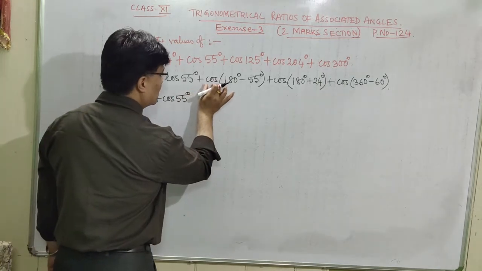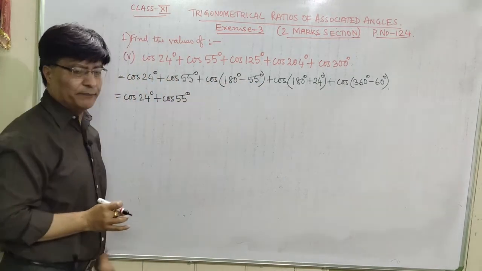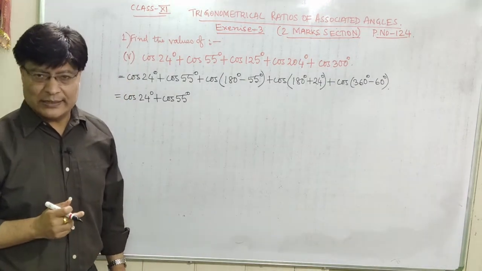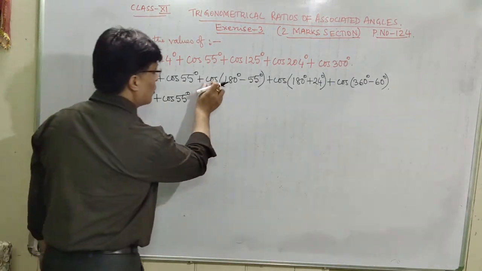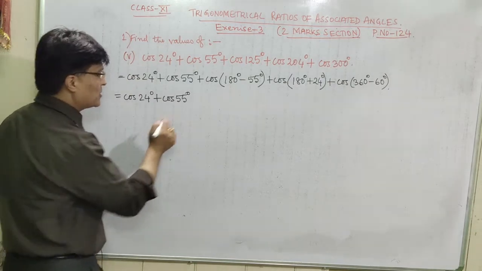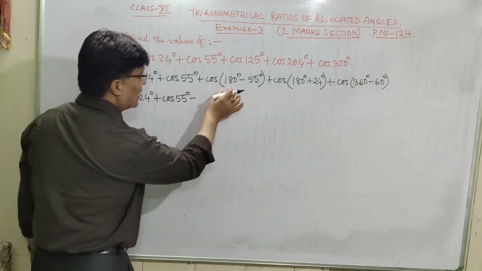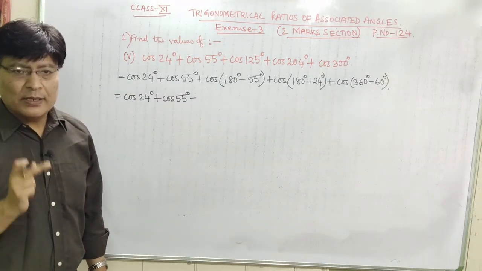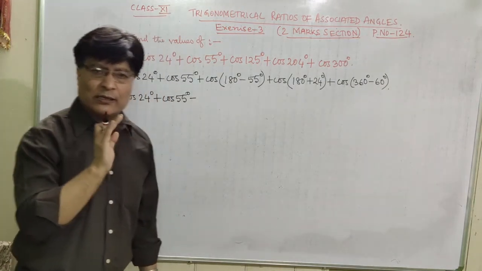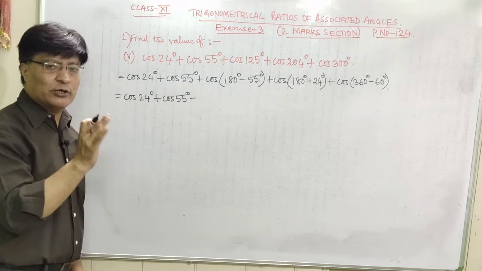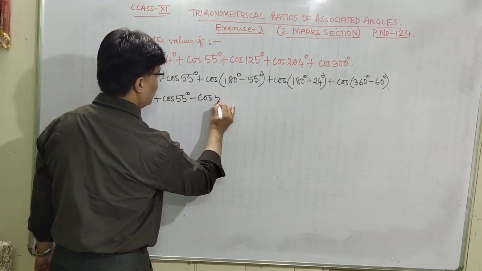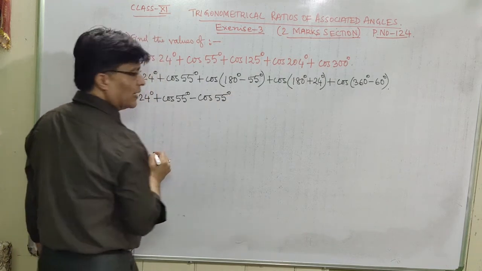So what about this cos 180 minus 55? 180 degree minus theta lies in the second quadrant, isn't it? And in the second quadrant, cos is always negative, you know that. So write down minus sign. And since 180 degree is an even multiple of 90, cos remains as it is. That is, trigonometrical ratios do not change. So it is minus cos 55 degree, right?